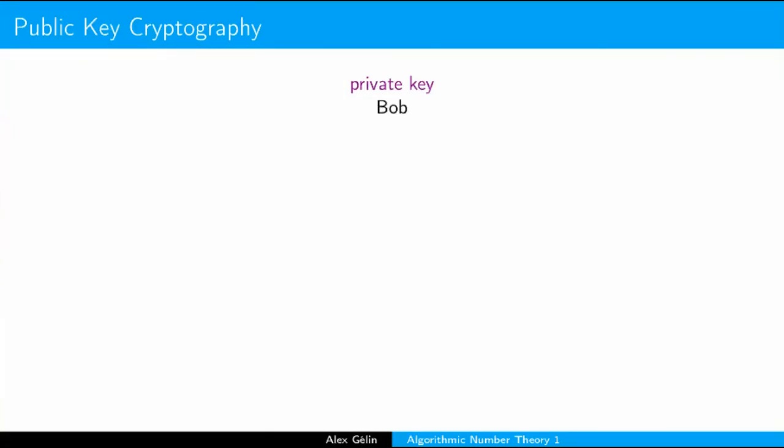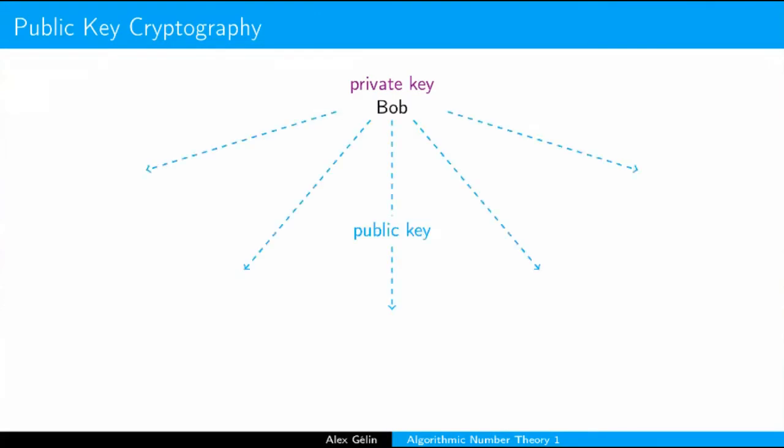For those who are not familiar with cryptography, a very, very light explanation. Bob has a secret, so it's his private key. And from his private key, he is about to derive a public key that he can share all over the world. Yeah?